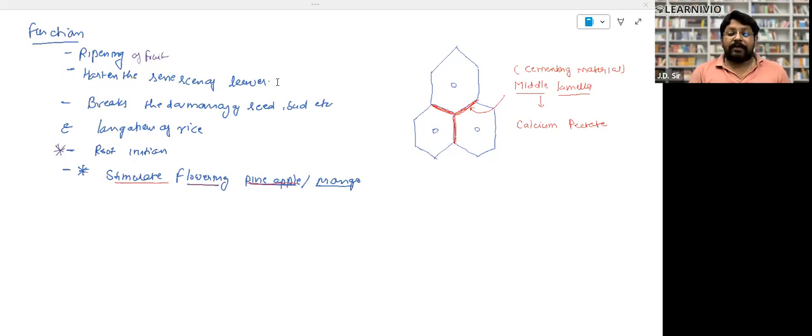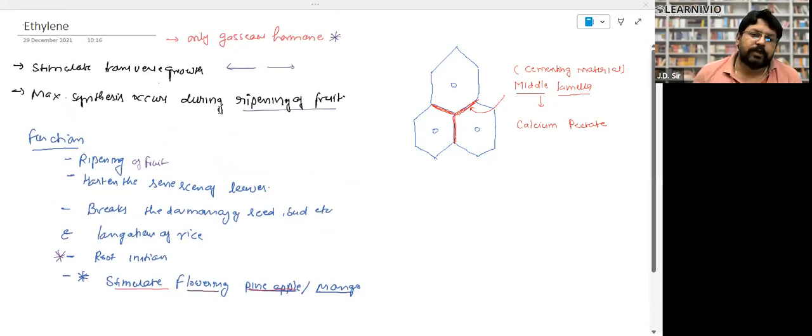It stimulates flowering in pineapple plant. This question I've been asked at least 4 times, right? Which hormone is responsible for flowering in pineapple? So this question is very important. You have to know. Tell me, guys, if you have any question in ethylene.